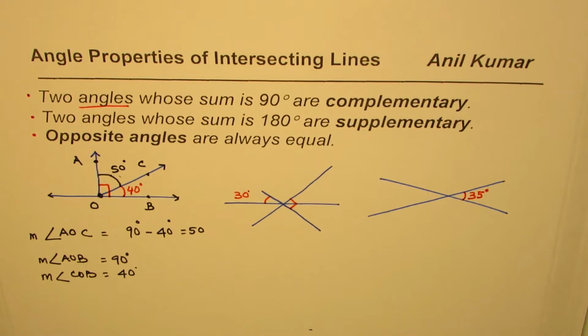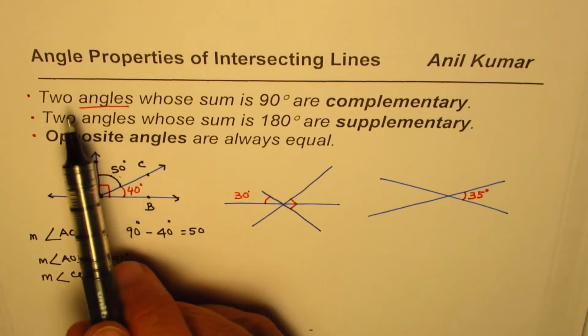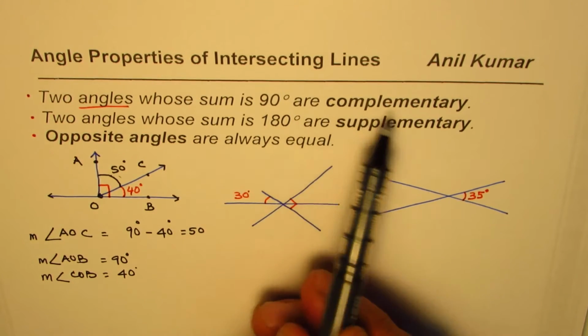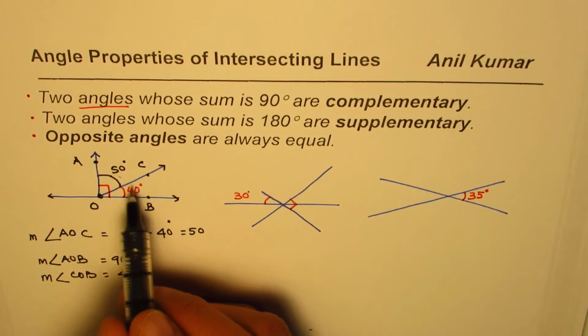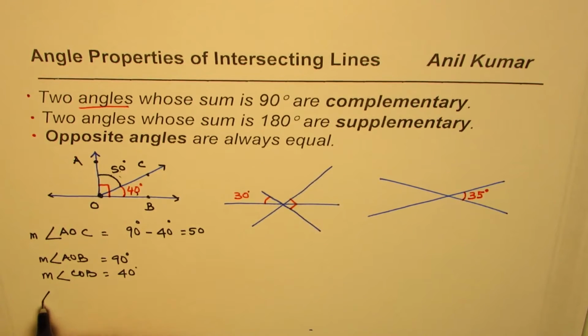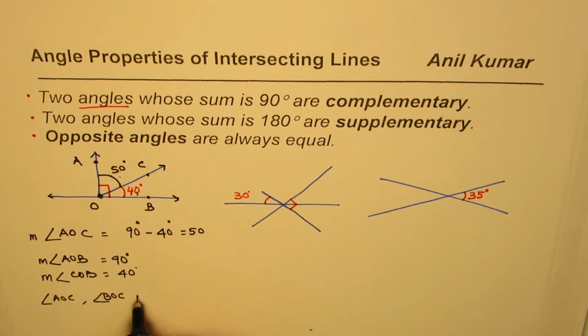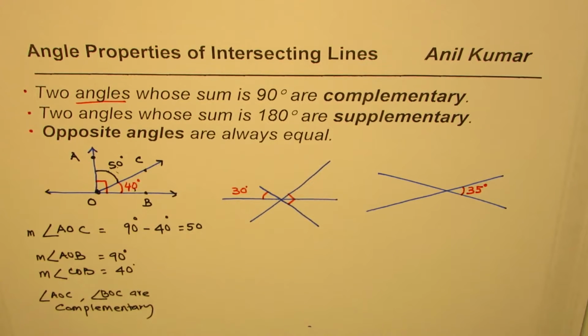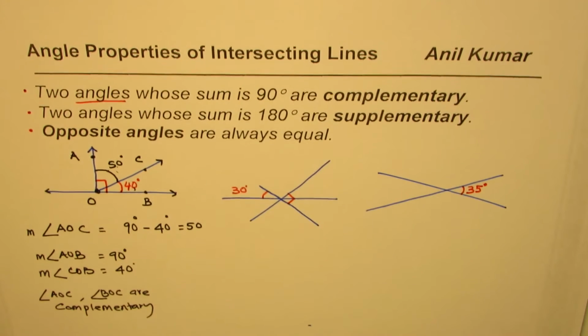Okay. Now let's read the first statement. Two angles whose sum is 90 degrees are complementary. So if I add these two angles, 50 plus 40 is 90, that means that angle AOC and angle BOC are complementary, right? So these are complementary angles. Okay, so we have learned and seen what complementary angles are. So they add up to 90 degrees.